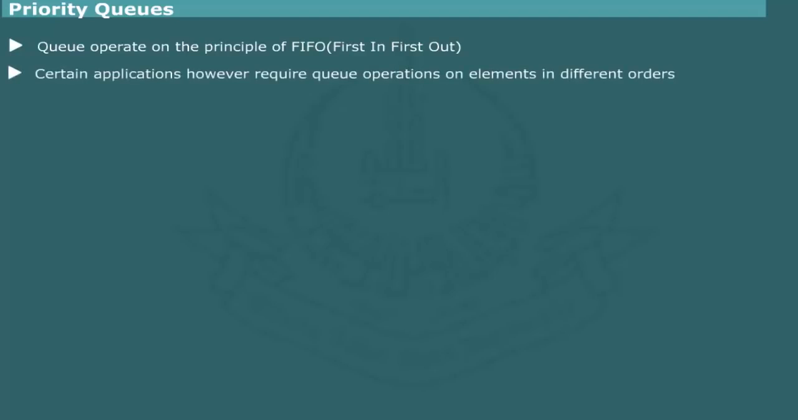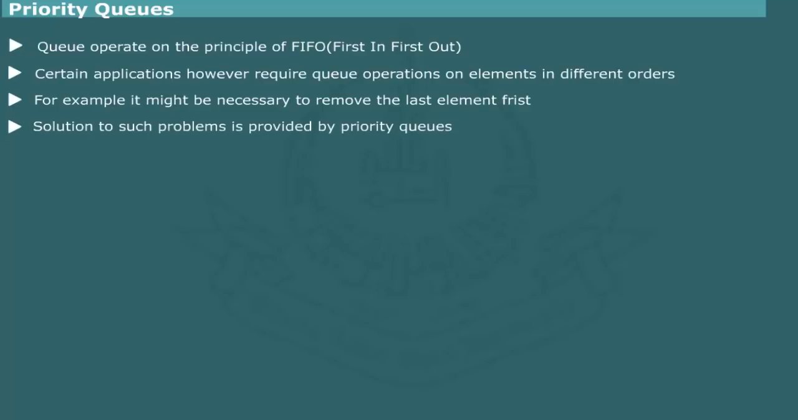Priority queues. The queue data structures which we have considered so far operate on the basis of the first-come, first-served principle. There are, however, certain applications which require retrieval and processing of queue elements according to some prescribed order. For example, in some situations, it might be desirable to remove the last item first, bypassing all other items in the queue. The solution to such problems is provided by priority queues.